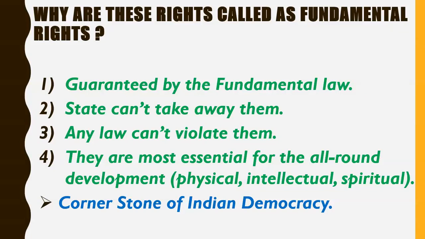So friends, the second reason is that the state cannot take them away, meaning the state does not have the authority to take away these rights from the citizens of the country. Now what does it mean? We know that there are three organs of the government: legislature, executive and judiciary. So friends, the executive does not have the power to take away these rights from the citizens.